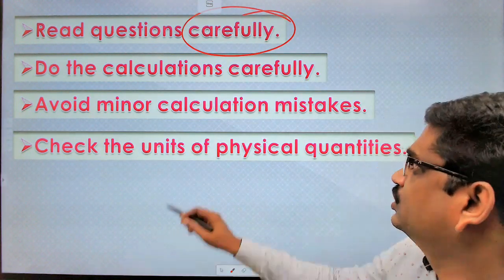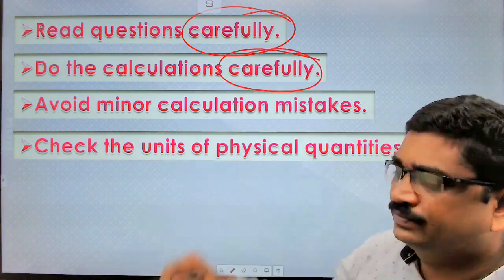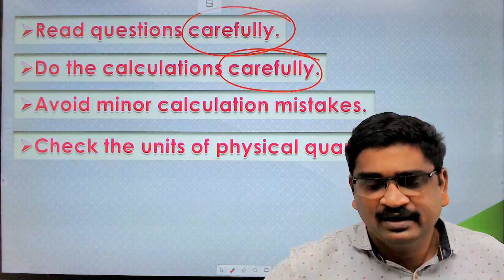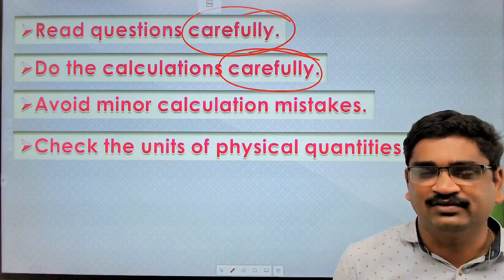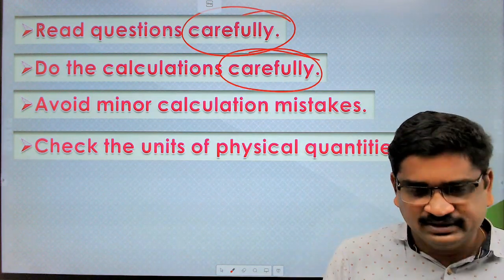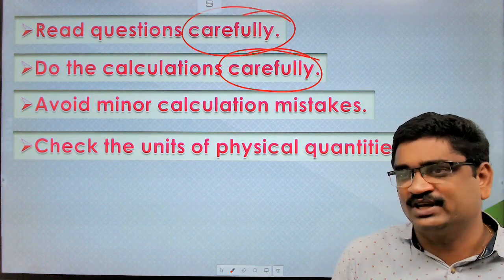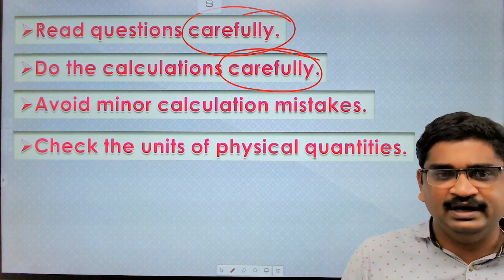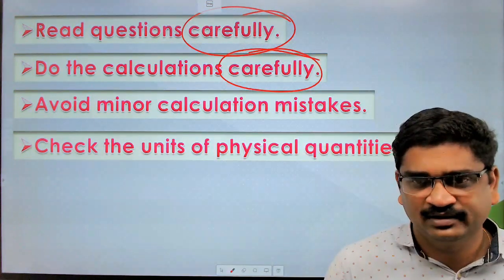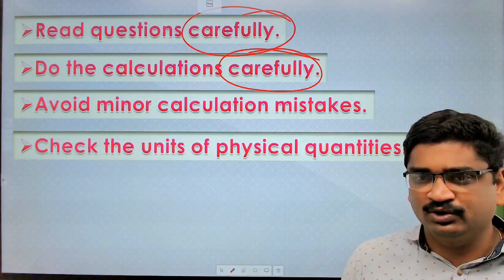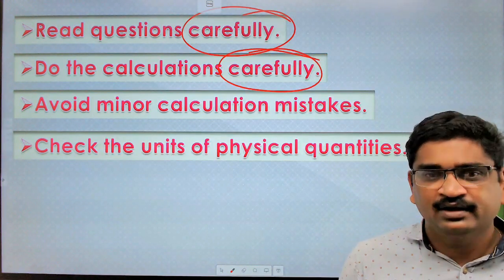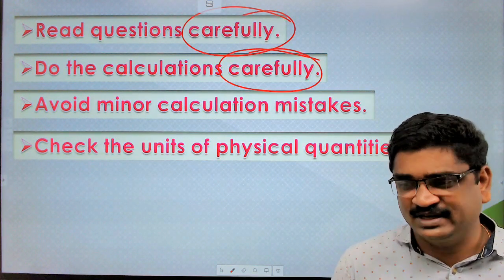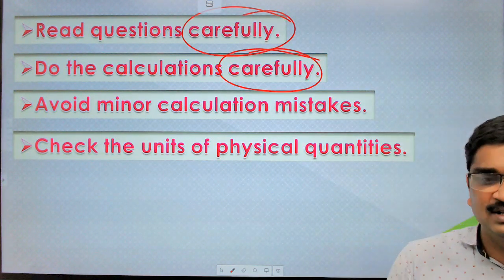Next, do the calculations carefully. That means if you are committing a mistake during calculation, then that is going to waste your hard work, because you read the formulas, you solve so many questions, but you are committing mistakes in the calculations. That is purely due to your negligence only. So it is better to avoid calculation mistakes, which are manual and avoidable. You can avoid those mistakes easily.